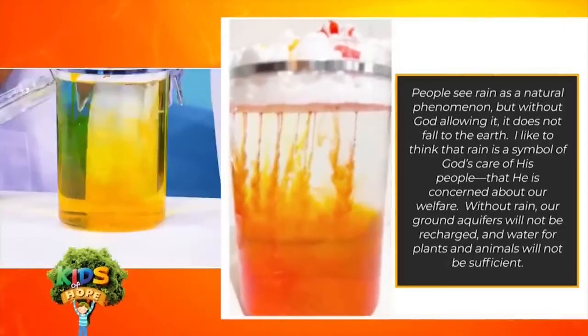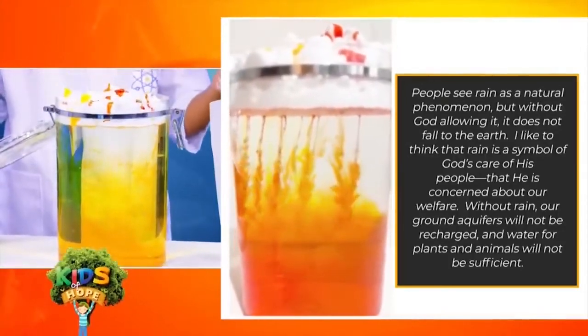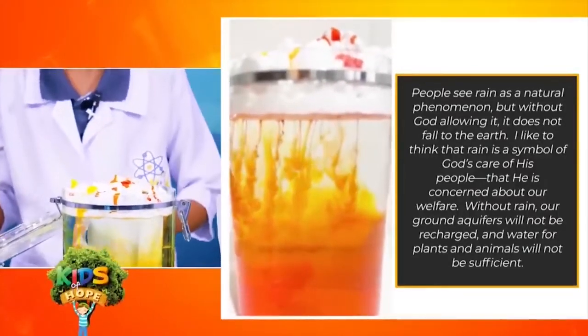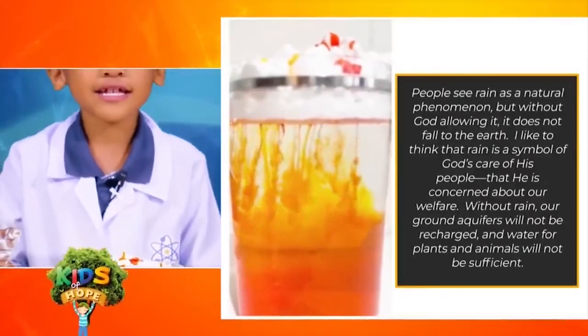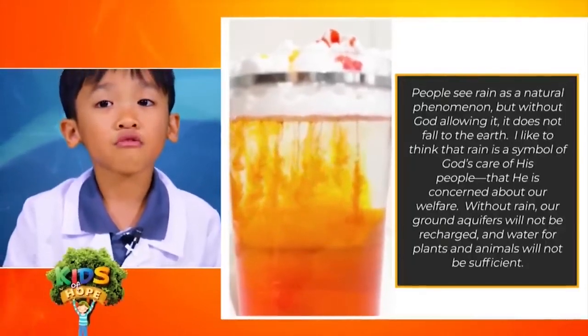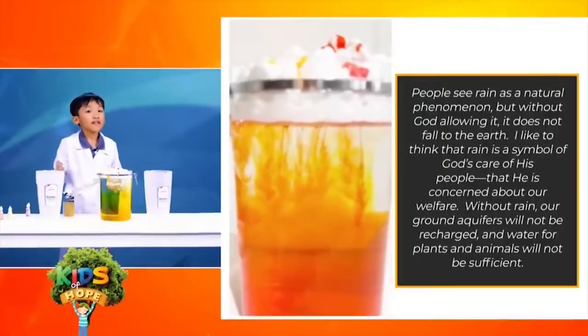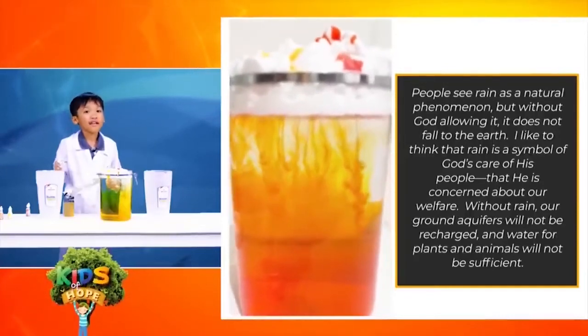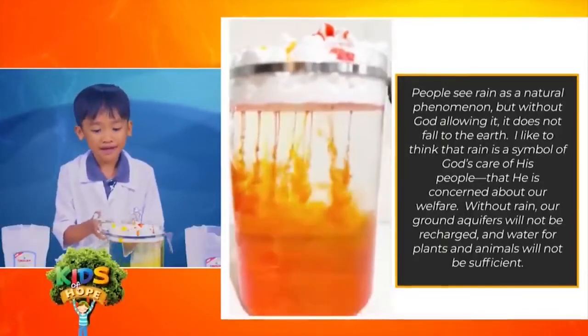People see rain as a natural phenomenon, but without God allowing it, it does not fall to the earth. I like to think that rain is a symbol of God's care of His people, that He is concerned about our welfare. Without rain, our ground aquifers will not be recharged, and water for plants and animals will not be sufficient.